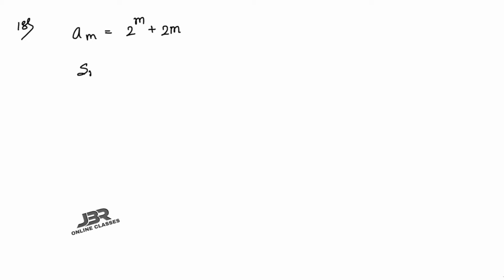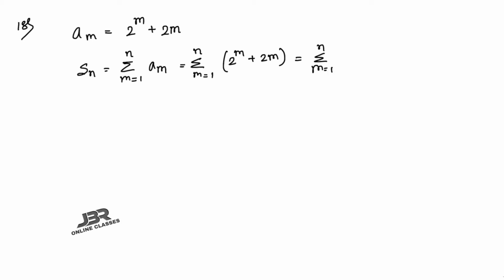So here you can write down S_n equal to summation m equal to 1 to n of a_m. So that means summation m equal to 1 to n, then you can write down 2 to the power m plus 2m, as this one is the value of a_m. So summation m equal to 1 to n of 2 to the power m, plus again summation m equal to 1 to n of 2m.